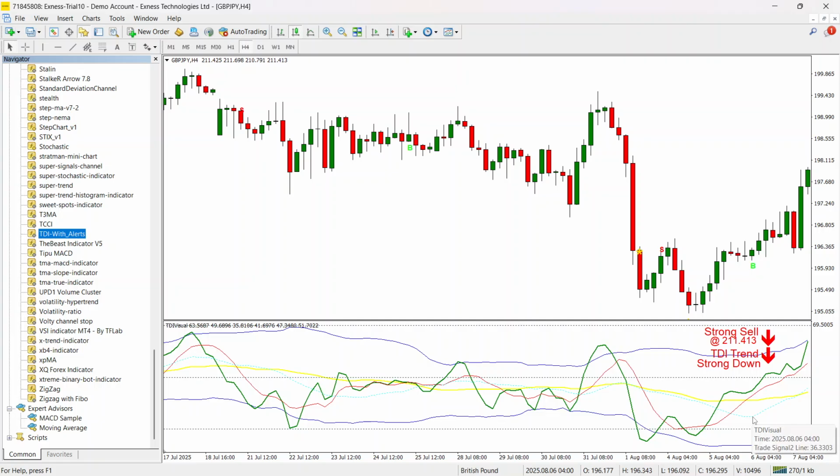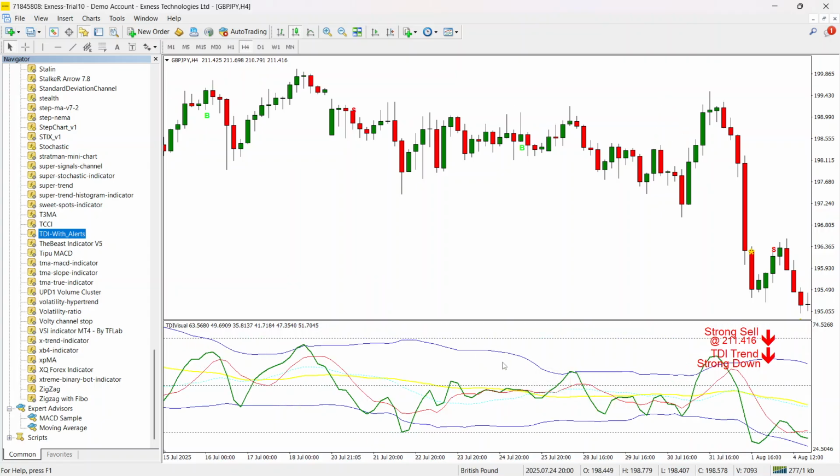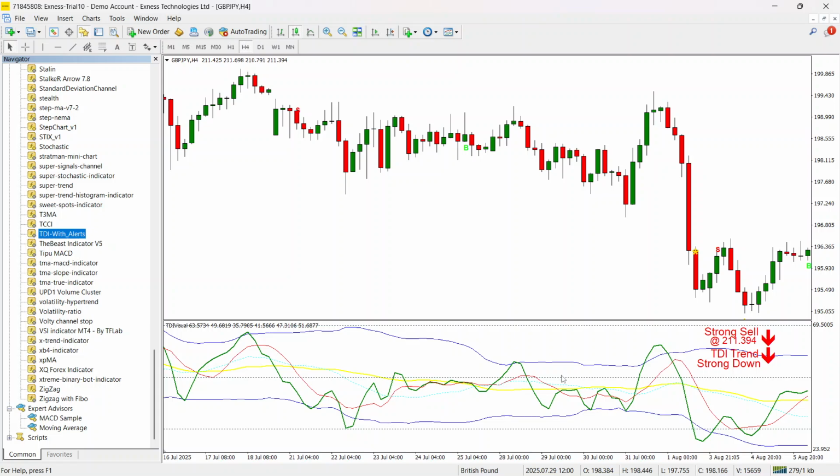We also have this signal line too. Now, a bullish signal occurs when the TDI line crosses above the signal line, as I said earlier, while bearish signals appear when it crosses below. Meanwhile, the Bollinger Bands around RSI widen in high volatility and contract in low volatility, visually confirming when markets are active enough to support potential opportunities.